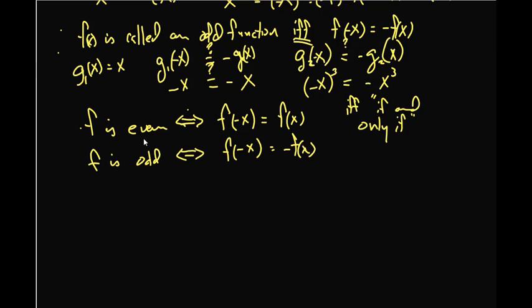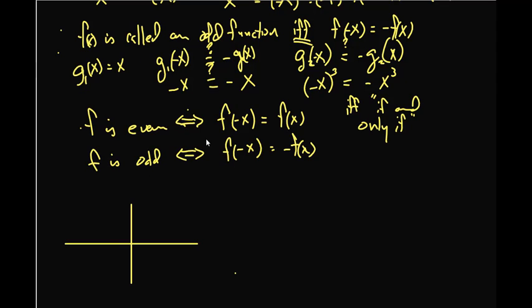So f is even if and only if f of negative x equals f of x, and f is odd if and only if f of negative x equals minus f of x. So what does this mean about the graph of an even function and the graph of an odd function?